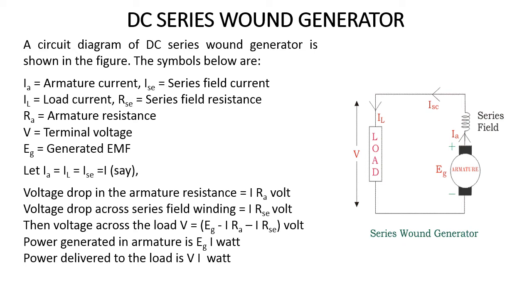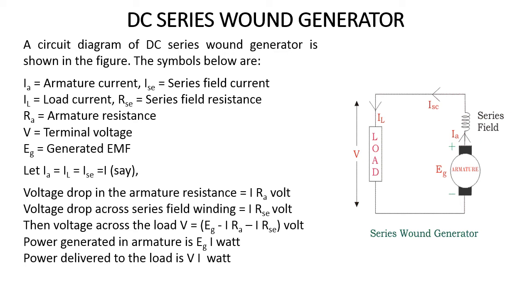In a series circuit, current is the same. That is, three currents: armature current, load current, and series field current. All are same, and I am taking that current as simply I. Then voltage drop in the armature resistance is equal to I into RA volt. Voltage drop across series field winding is equal to I into RSC volt. Then voltage across the load V equal to Eg minus I RA minus I RSC volt.